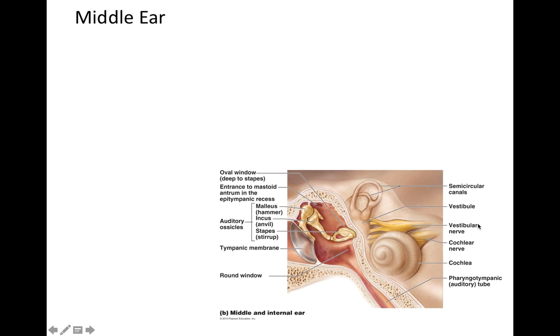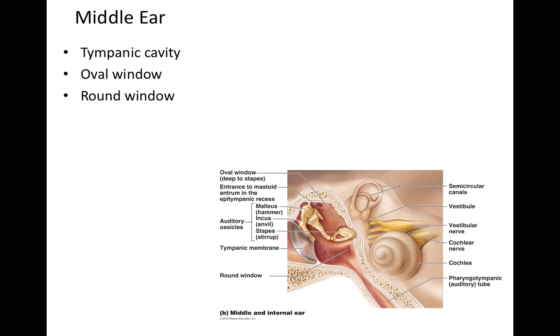The middle ear exists within this temporal bone here. It's called the tympanic cavity, and it has two windows. It has an oval window, and it has a round window. The oval window is sitting underneath the stapes here. And the oval window is basically the entrance into the cochlea. The round window is the exit from the cochlea. Energy is going to be transmitted in via the oval window, travel through the cochlea, and then back out through the round window.